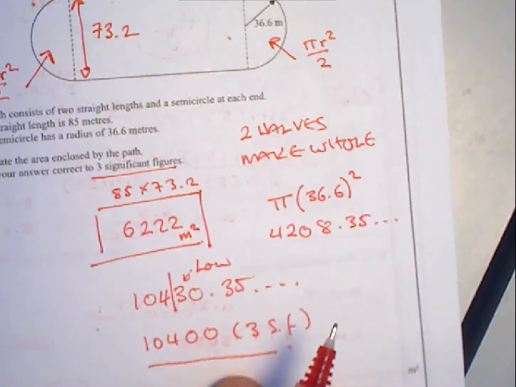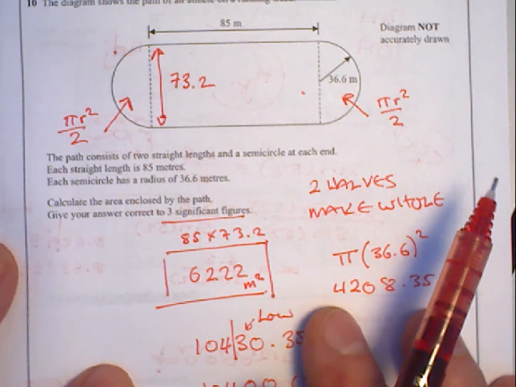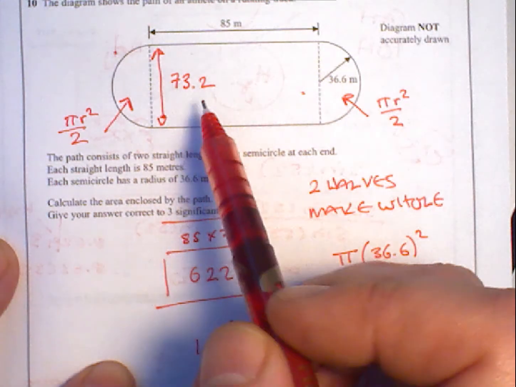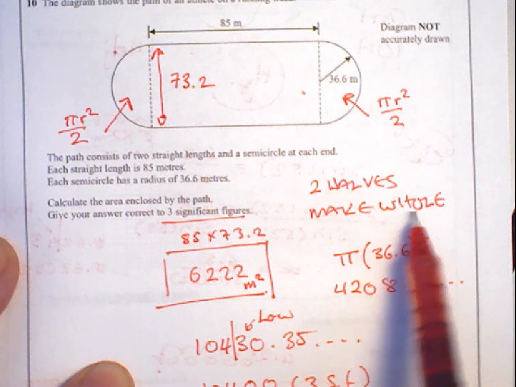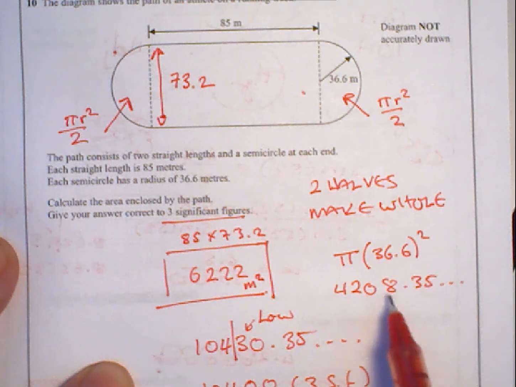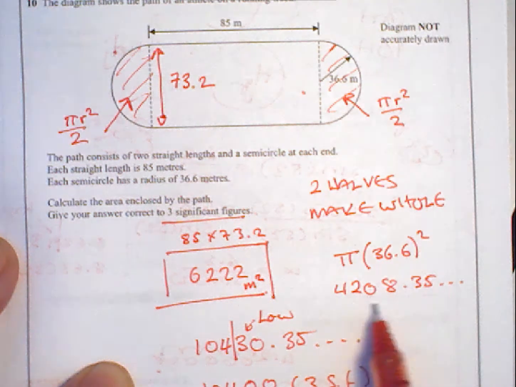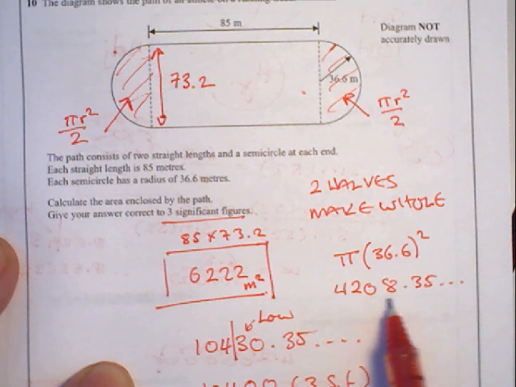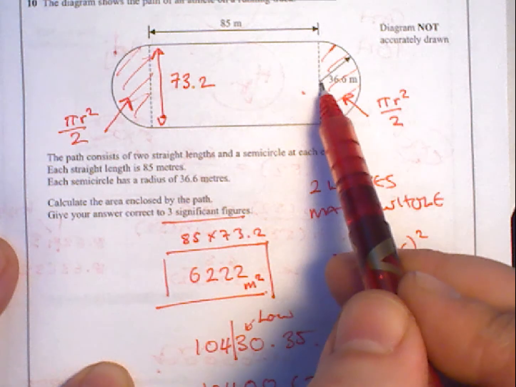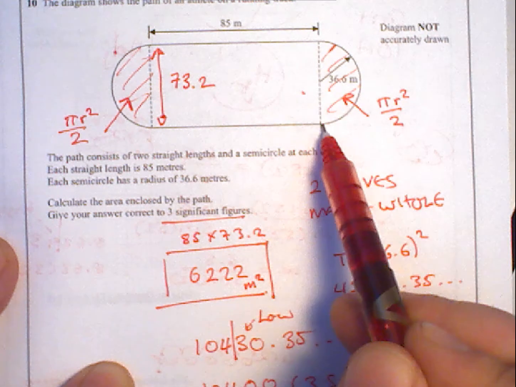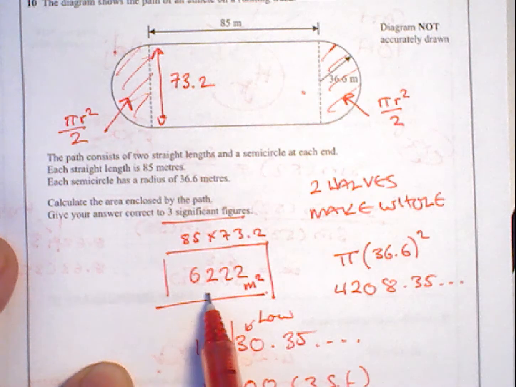Number 10, now these days you have to remember the area of a circle is pi r squared. I've got half a pi r squared and half a pi r squared. 2 halves make a whole, so pi r squared is these regions here, and that gives me 4,208.35 and so on. And then here the radius is 36.6, so the diameter is twice as big as the radius, so 73.2. Multiply those two together, I get 6222.